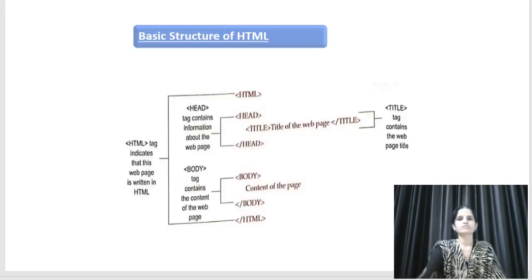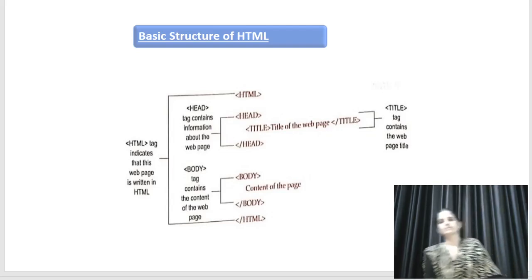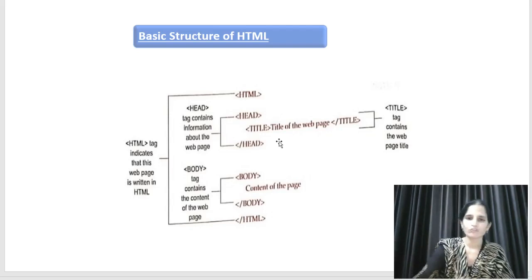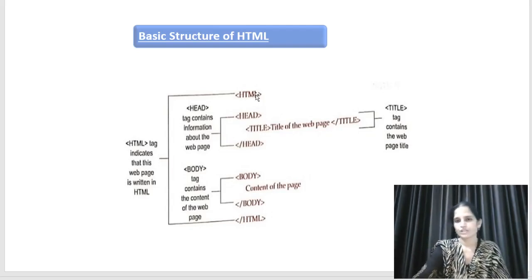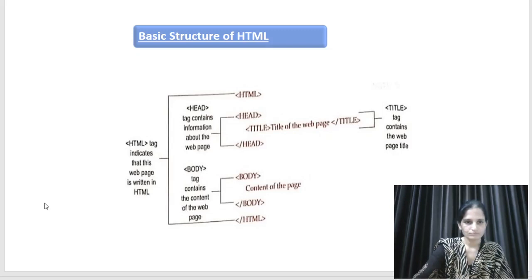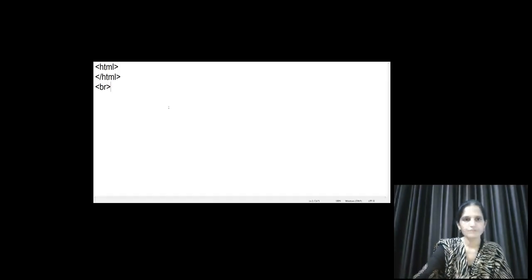Now we are discussing the basic structure of HTML. When discussing the basic structure of HTML, four tags are important. One is the HTML tag, second is the head tag, then the title tag, and next is the body tag. So we can see here.